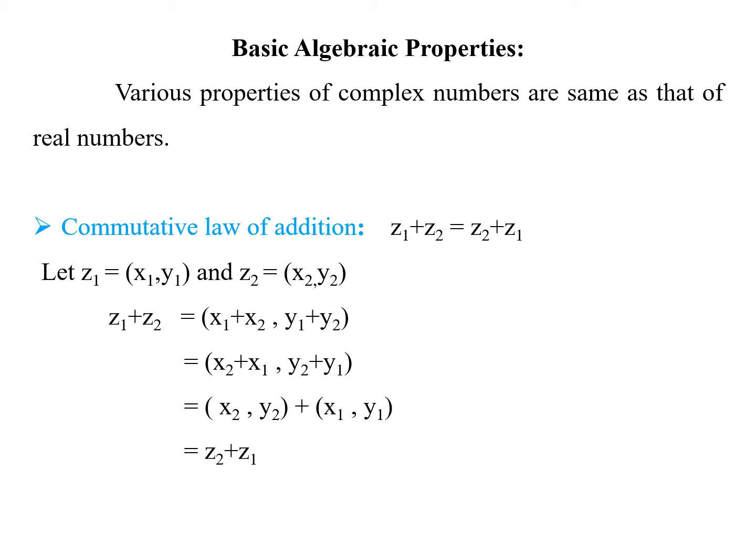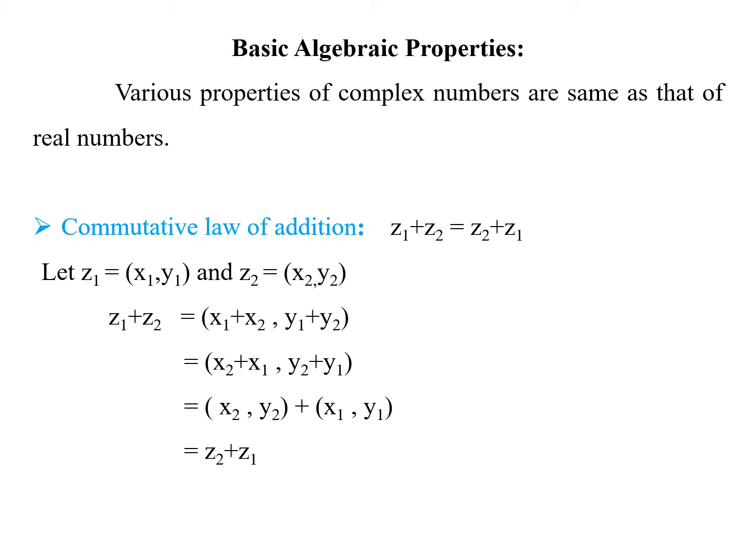Next, now we're going to see the basic algebraic properties of complex numbers. Various properties of complex numbers are the same as for real numbers. First, we're going to see the commutative law of addition. So first, what is the commutative law? z1 plus z2 equal to z2 plus z1. That is the commutative law for addition.